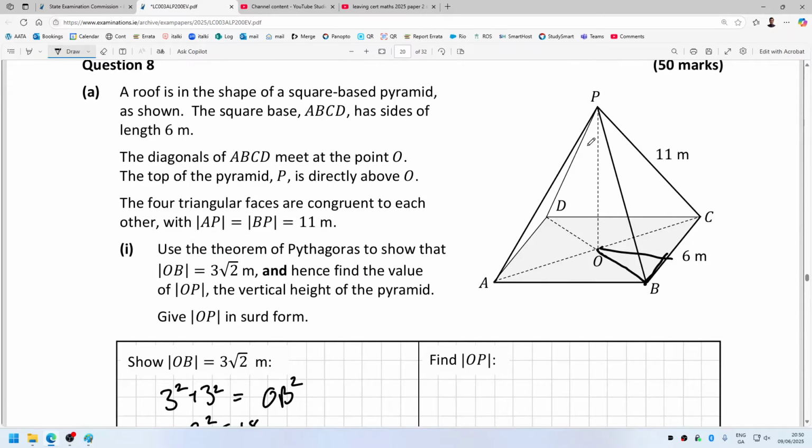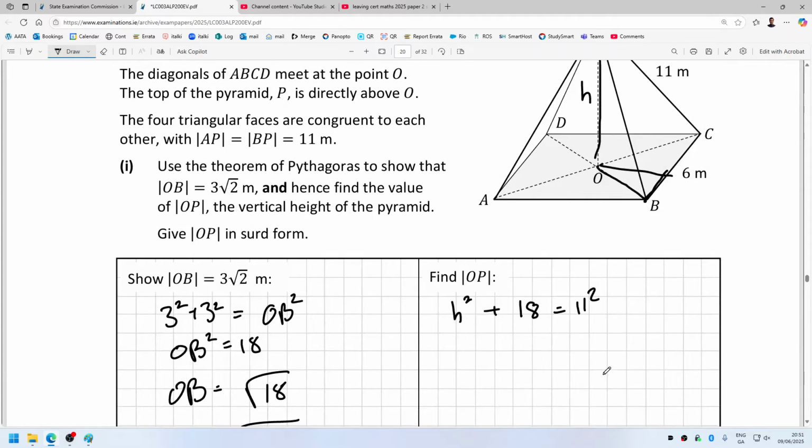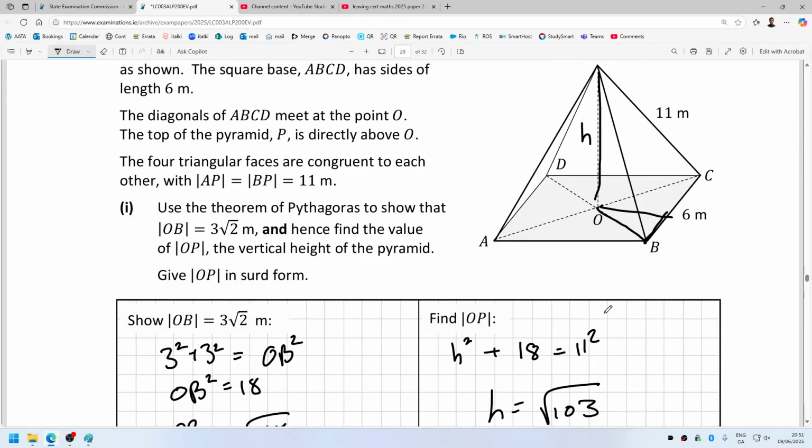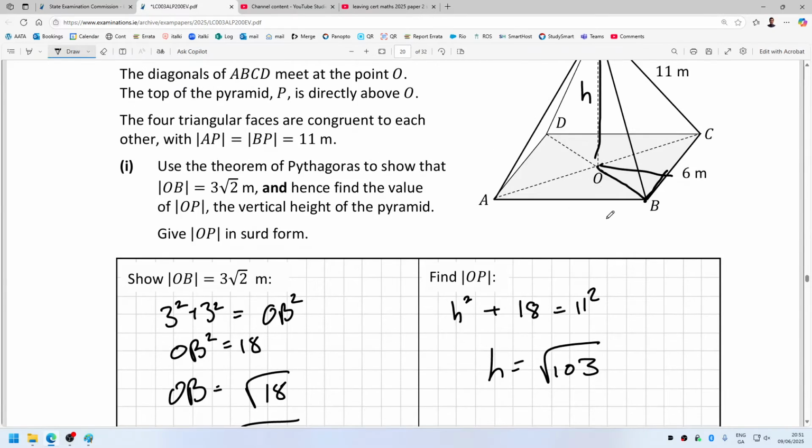And then find OP, which we'll call H. So H squared plus OB squared, which is 18, should equal the slant height squared. So 11 squared minus 18, and then root, in surd form. So H is root 103.